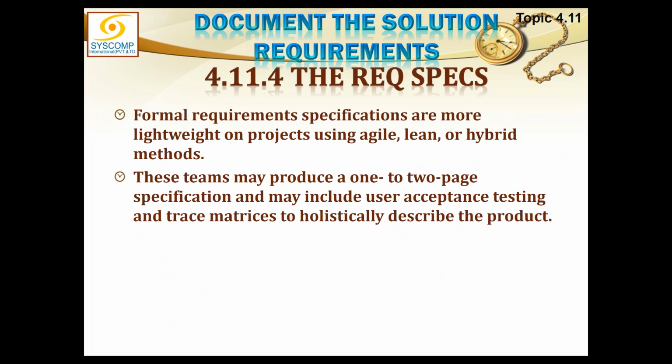Formal requirements specifications are more lightweight on projects using agile, lean, or hybrid methods. These teams may produce a 1 to 2 page specification and may include user acceptance testing and trace matrices to holistically describe the product. So if you have this kind of a client who can provide you the requirement specifications in a given format, that would be wonderful, because you do not have to do a lot of work in elicitation and clarification.